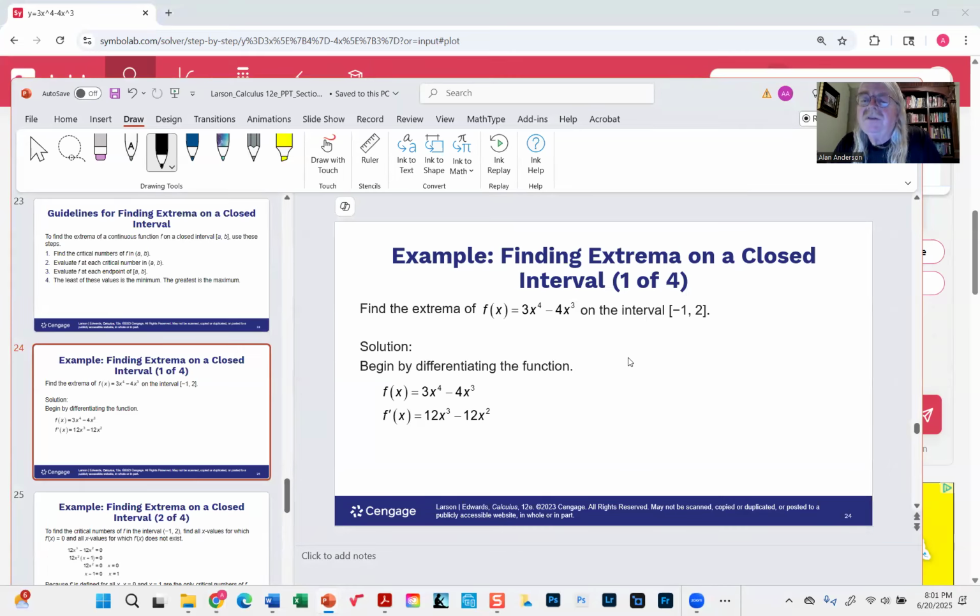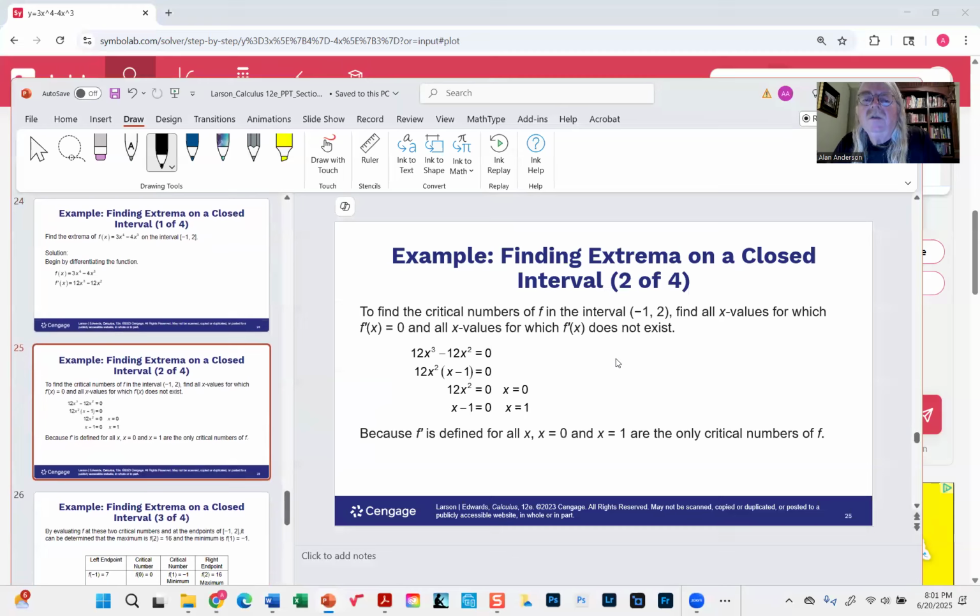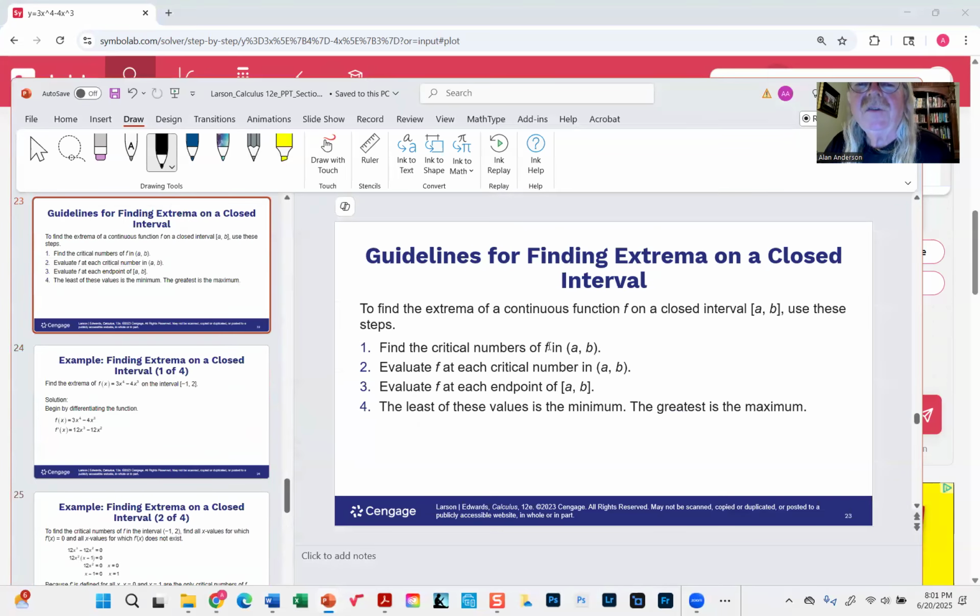So the first job is to find where the derivative is equal to 0. Okay, so let's do that first. So remember, they gave us this procedure. The first step is to find the critical numbers, meaning the points where the function has a tangent with a slope of 0, or else the derivative is undefined. But we know that there won't be any of those, so we'll just focus our attention on the points where the derivative is equal to 0.